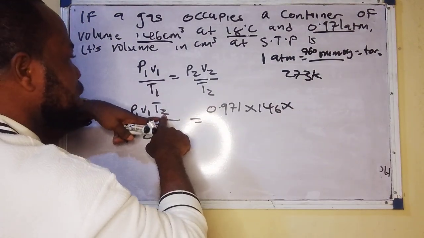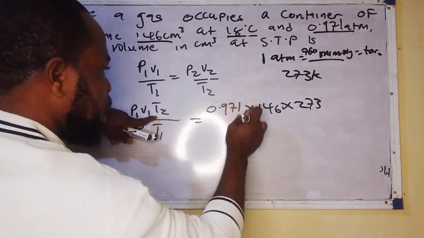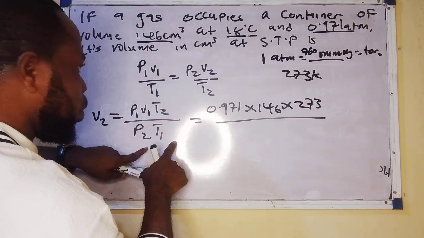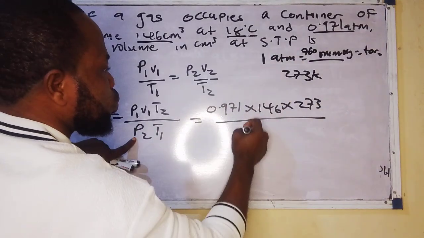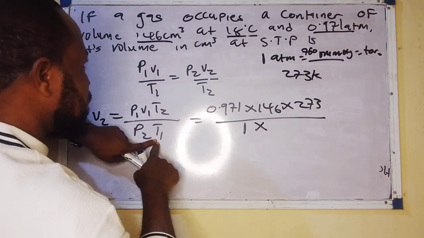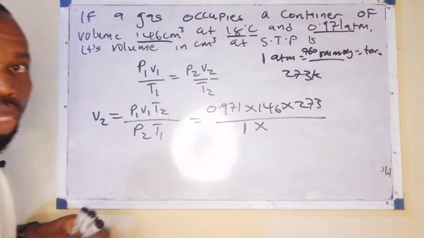Now, times my T2. My T2 this time around will be 273. That is my standard temperature. Over P2. My P2 will now be my standard pressure in ATM, which is 1, times my T1.